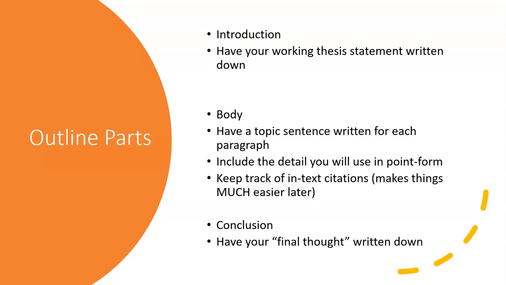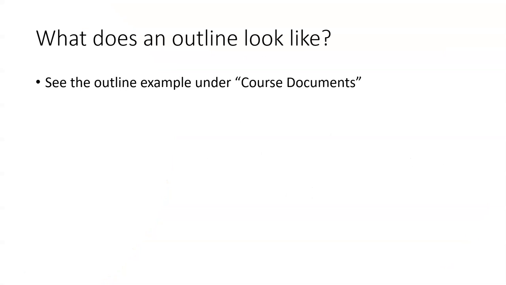You also want to make sure that you keep track of your in-text citations. So as you're putting in your ideas in point form, make sure that beside them, you write in your in-text citation. This will make things much easier when it comes to writing, because then you won't have to go back and flip through your research. You'll have the correct in-text citation right in your outline, and you'll be able to include it when you're drafting. The last part of your outline should include your conclusion. And here you want to have what I like to call your final thought, okay, written down. So the way that you're going to actually close your outline.